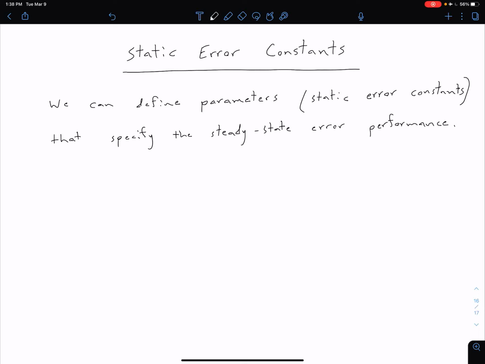In this video, we're going to look at static error constants. What these static error constants are, are just parameters that we're using to help us specify our steady state error performance. In that sense, it's similar to when we looked at our zeta, our damping ratio, and our omega n, and used those to help characterize our time response, or our transient response, of the system. So it's a similar idea to what we did with that.